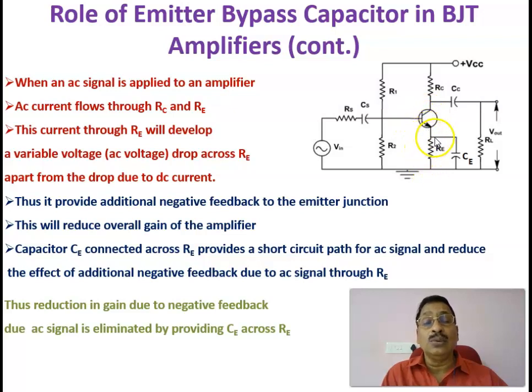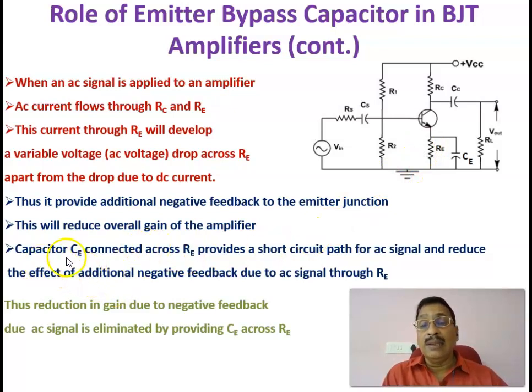In order to do that, we are connecting a capacitor across this RE, so that AC is not flowing through this RE. There won't be any drop due to the AC current. Only the drop is due to the DC part of the current, capital IE. If we are not connecting the CE, the AC part also flows through the RE, the negative feedback voltage drop increases, that will act as a negative feedback to the input of the amplifier, and the gain gets reduced.